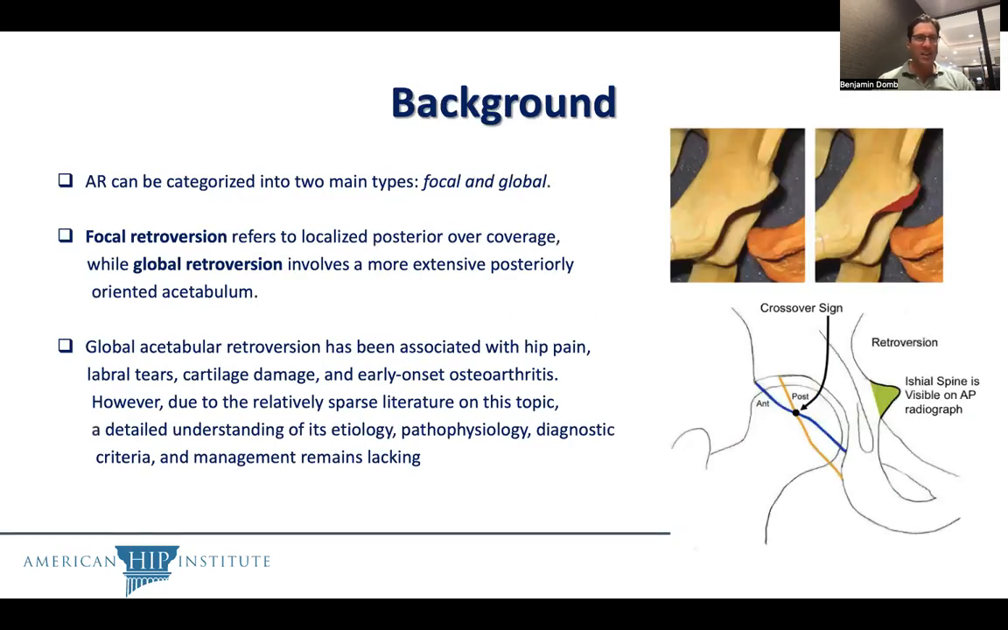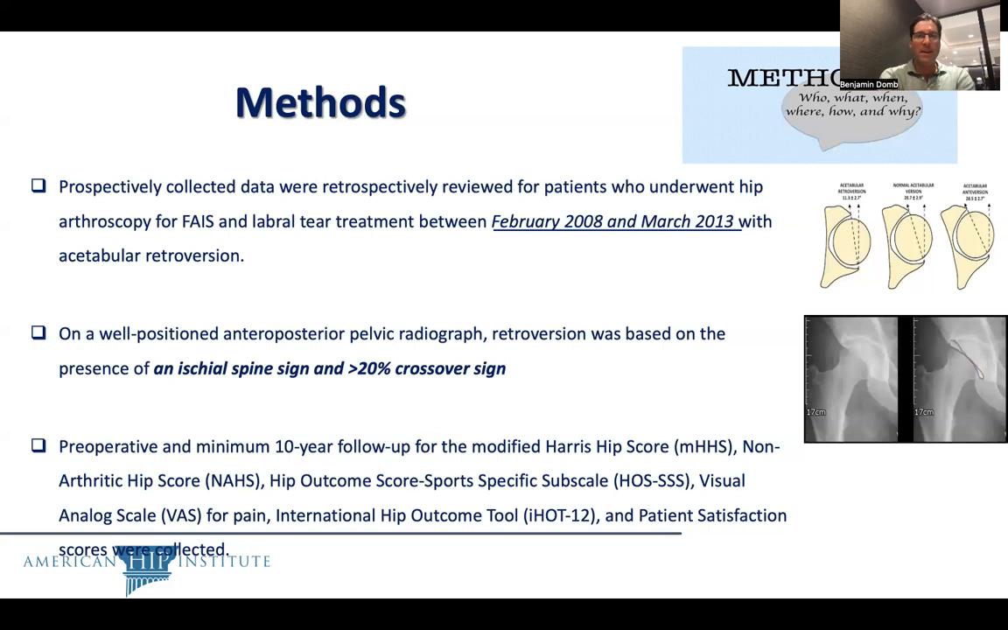By way of background, acetabular retroversion can be categorized into two main types, focal and global. Focal retroversion refers to localized posterior overcoverage, while global retroversion involves a more extensively posterior-oriented acetabulum. Global acetabular retroversion has been associated with hip pain, labral tears, cartilage damage, and early onset arthritis. However, due to relatively sparse literature on this topic, a detailed understanding of the pathophysiology and especially of the management remains somewhat lacking.